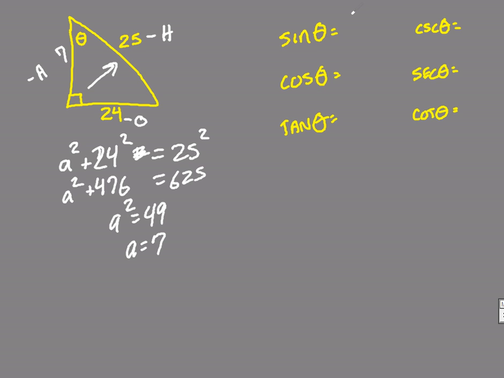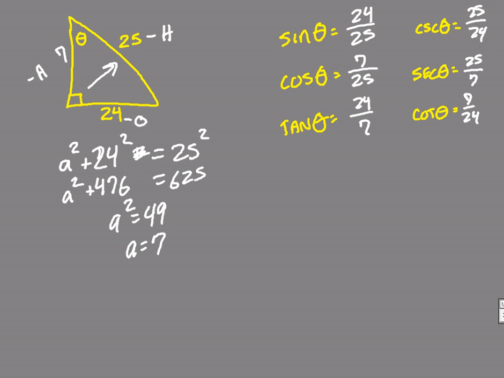So sine is opposite over hypotenuse. Cosine is adjacent over hypotenuse. Tangent is opposite over adjacent. And then flip them around for the other three.